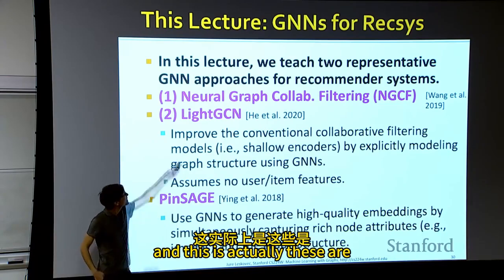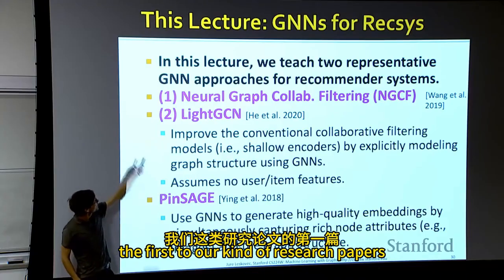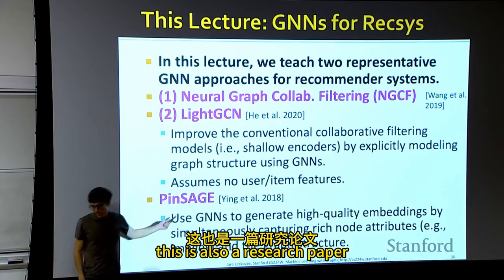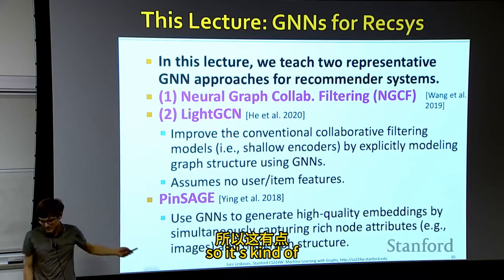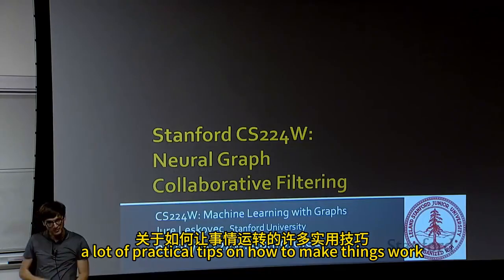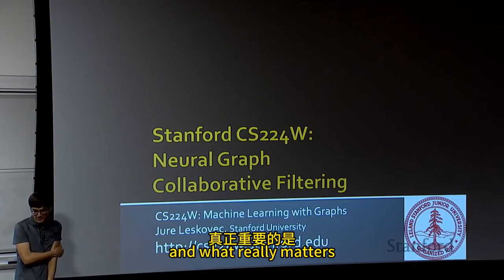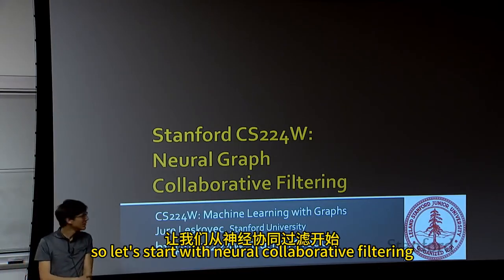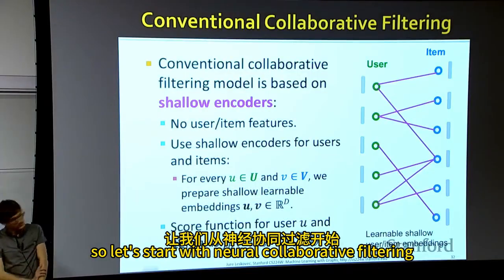The first two are research papers. This one is also a research paper, but it's a deployed system. So it's a lot of practical tips on how to make things work and what really matters. Okay? So let's start with neural collaborative filtering.